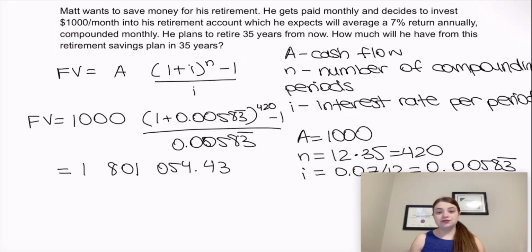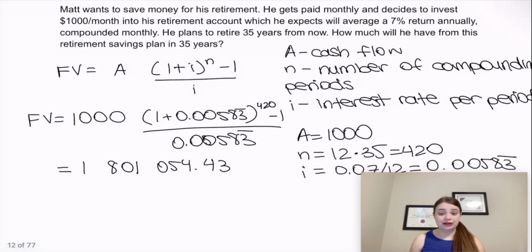So that is pretty incredible. By putting aside $1,000 a month at this rate, he will have almost $2 million just from this retirement savings plan, which is pretty good. Because if you consider how much he actually put into this plan, he was setting aside $12,000 per year for 35 years, so the actual money he put in was $420,000. And because of the power of compound interest and doing this consistently, especially from such a young age, he ended up with 1.8 million. So that's pretty good.